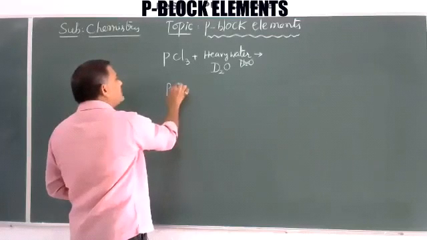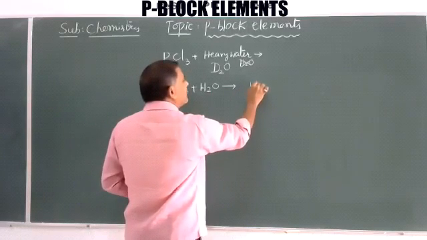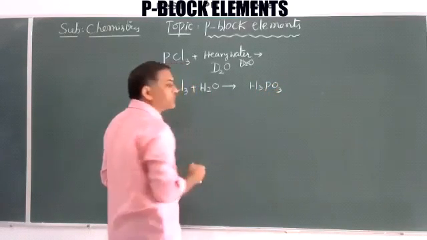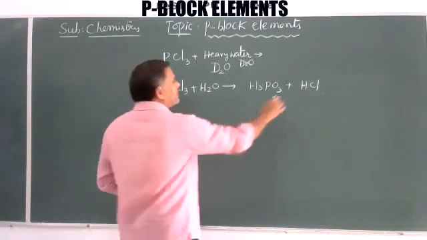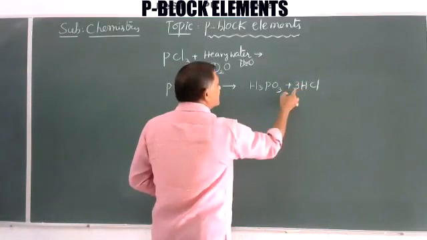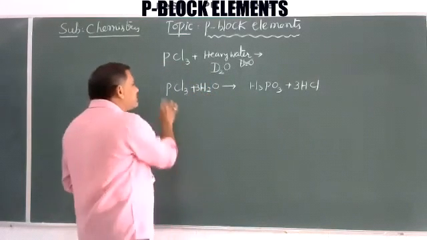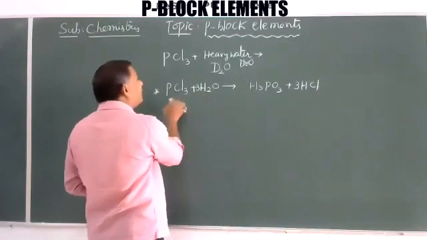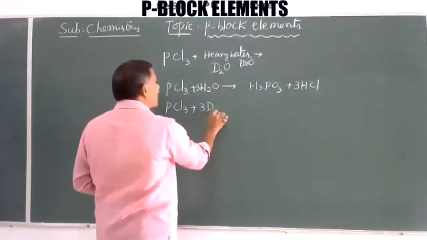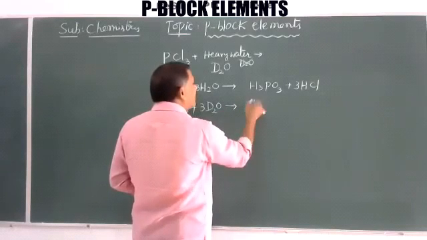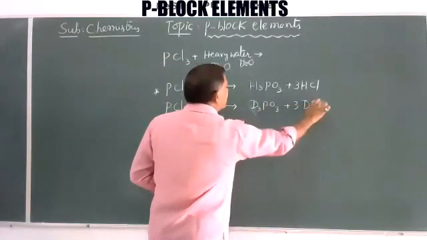Now, generally PCl3 reacts with water, H2O, it gives H3PO3, phosphorus acid, plus HCl, hydrochloric acid. There are 3 Cls, that's why take 3 moles. Hydrogens are 3 plus 3, 6, that's why take 3 moles, balanced everything. Just like this, PCl3 reacts with heavy water: PCl3 plus 3 moles of D2O, deuterium oxide, gives D3PO3 plus 3 DCl.